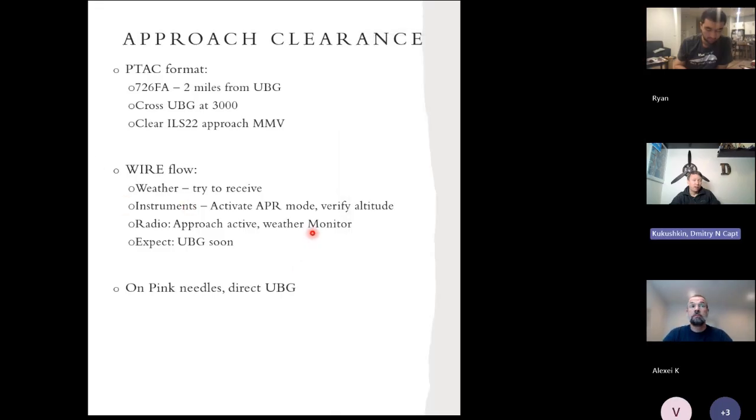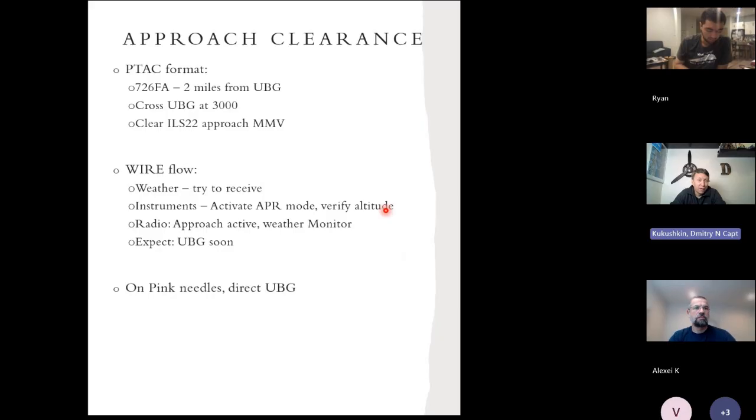Now, one of my favorite flows, maybe call it a checklist, but more of a flow than a checklist: wire, weather, instruments, radio, what to expect. Depends on where you are in your approach. The instruments and the radio and what to expect will change. The weather is kind of a one-time thing. You try to receive that early. If you don't hear that, you get back to that later, but make sure it's done.